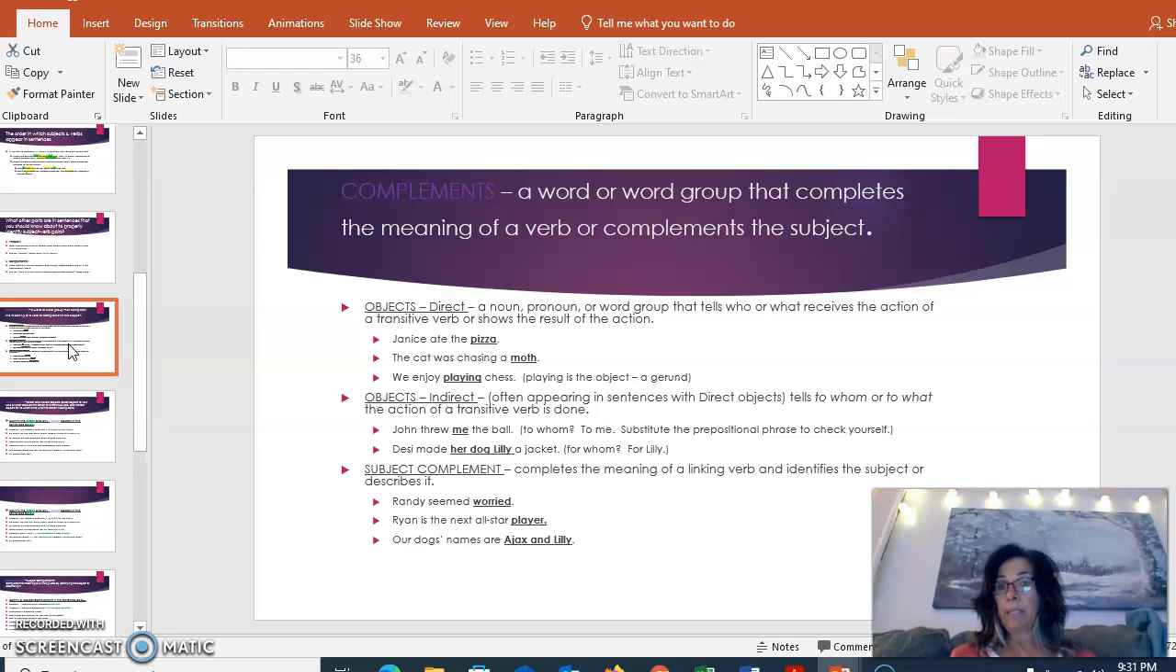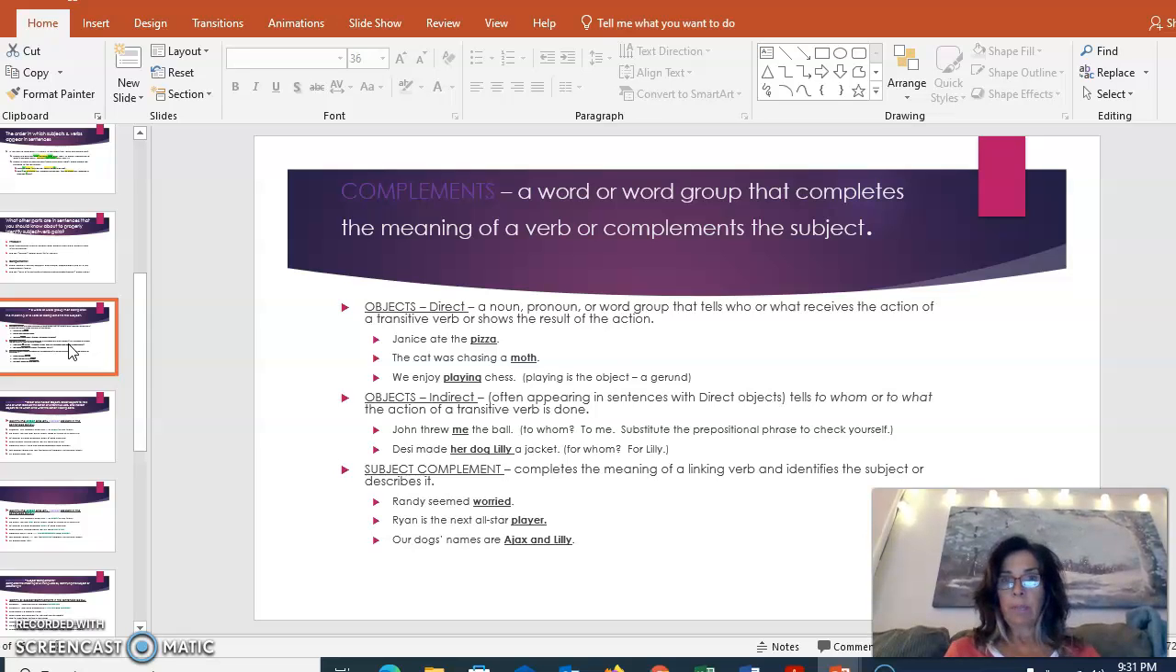So Janice ate the pizza. The pizza is getting the action of the eating. The cat was chasing a moth, right? The moth is the one receiving the action of the chasing. We enjoy playing. Playing is the name of an activity, which is a gerund, so it's acting as a noun. But the playing is receiving the action of enjoying. If I say I threw the ball, the ball is receiving the action of throwing.